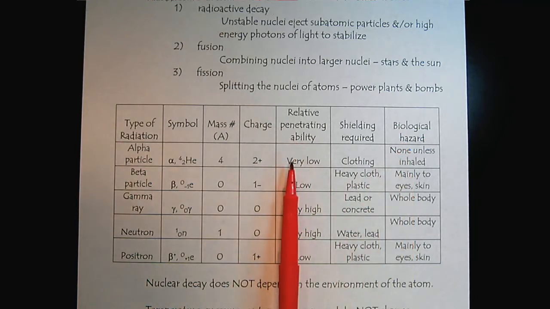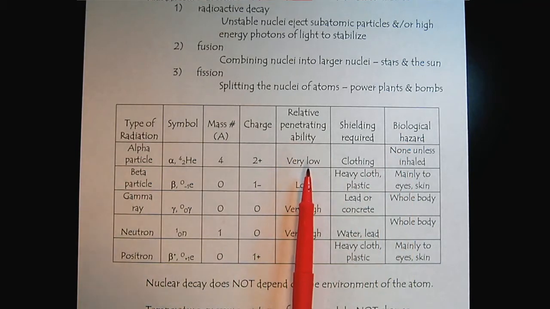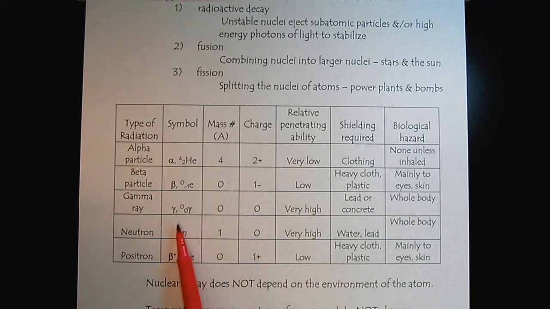The ability to penetrate. Notice that alphas have very low penetration. Betas and positrons simply differ by the charge, and so those also have relatively low penetration. And then the gamma rays and the neutrons have very high penetration. Quite logically then, the shielding required is going to be based on the penetrating ability.